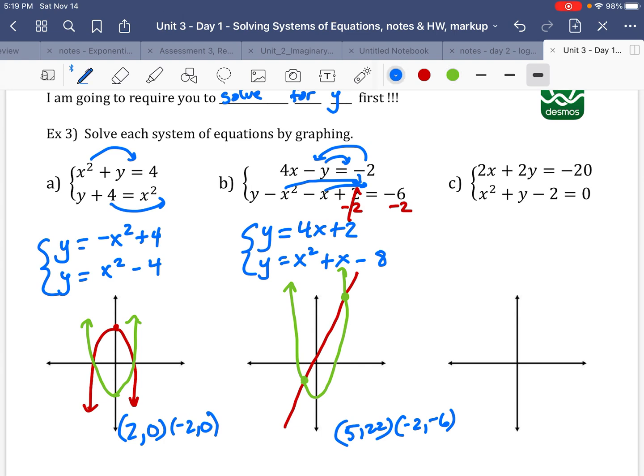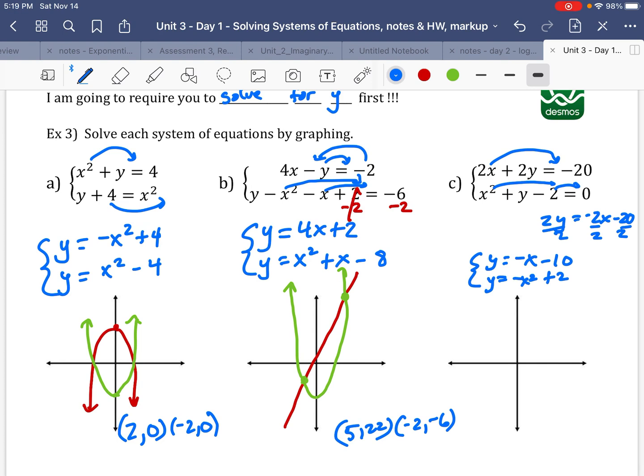All right, so for letter C, you're going to solve for y. So I'm going to move this 2x to the other side so that I get 2y equals -2x minus 20. And then I'm going to divide everything by 2. So to start off, I have y equals -x minus 10. Then for the other one, all I have to do is pop the -2 over, pop the x squared over. So that's going to be y equals -x squared plus 2.